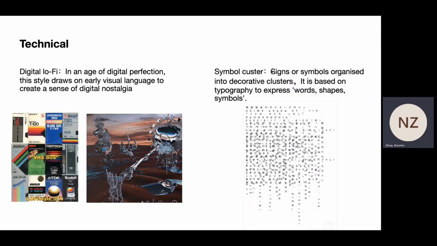Here are some of the current design styles that interest me. Digital lo-fi: in an age of digital perfection, this style draws on early visual language to create a sense of digital nostalgia. Symbol cluster: signs or symbols organized into decorative clusters, based on typography to express words, shapes, and symbols.